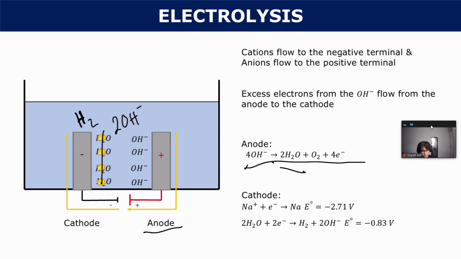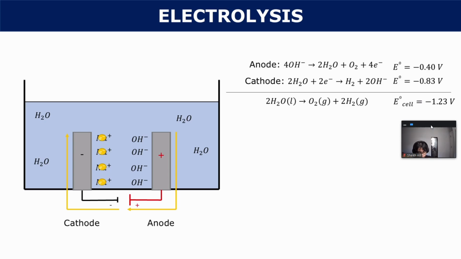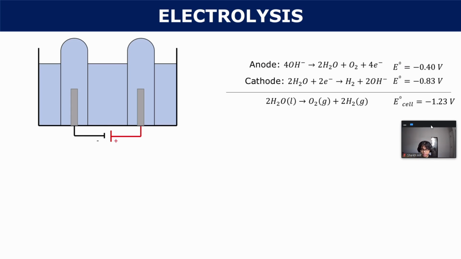So the overall reaction for this would look something like this. So water is going to turn into oxygen and hydrogen gas. And you can see the E cell of this is negative 1.23 volts. Remember, all this is happening in an electrolytic cell. So this would never happen naturally unless you applied a current to it. And the amount of current that you need is 1.23 volts or higher. This E cell value tells you how many volts you need to apply to this system in order to get this reaction to occur.